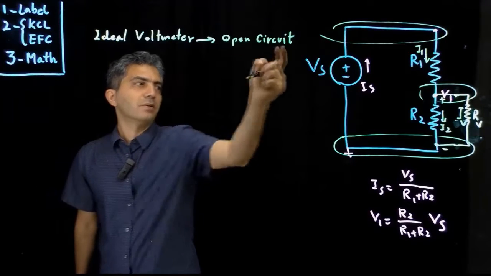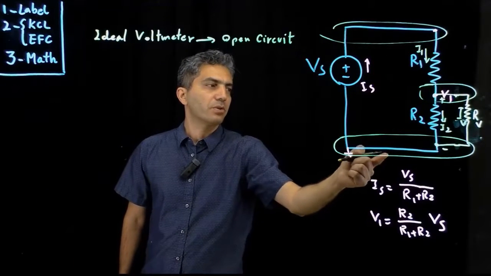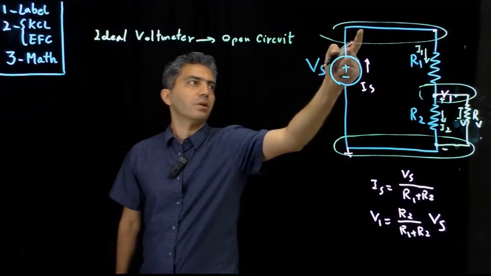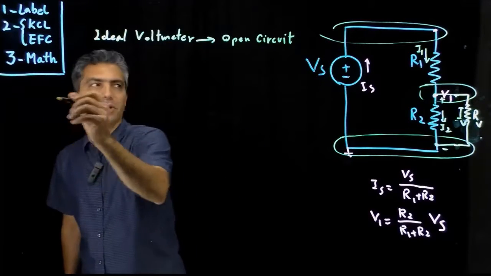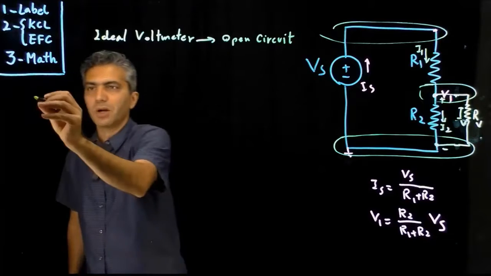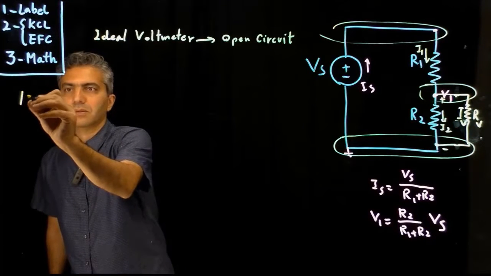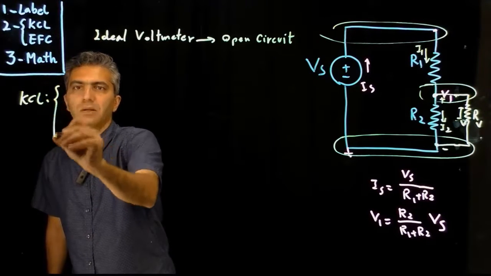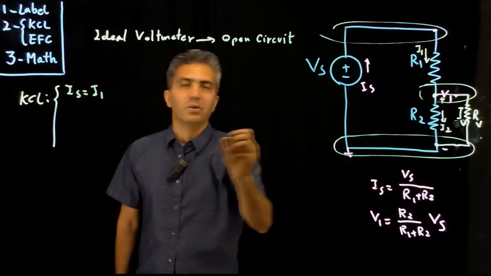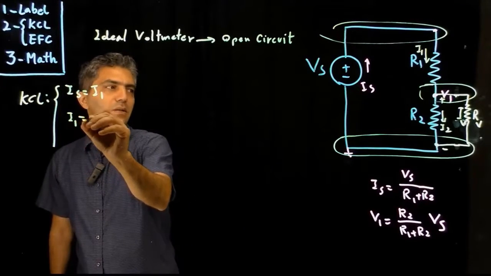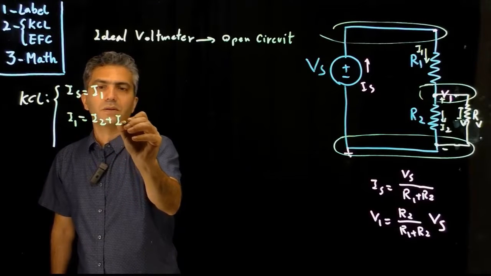Next, we write KCL. You can write KCL for 3 nodes. That one you don't have to write a KCL for. I'm going to write it for that node and that node. Obviously, these two currents are equal to each other, and I could have actually picked the same current to begin with, but let's just stick to what we have there. So IS is equal to I1, and for that node, I1 is equal to I2 plus IV.